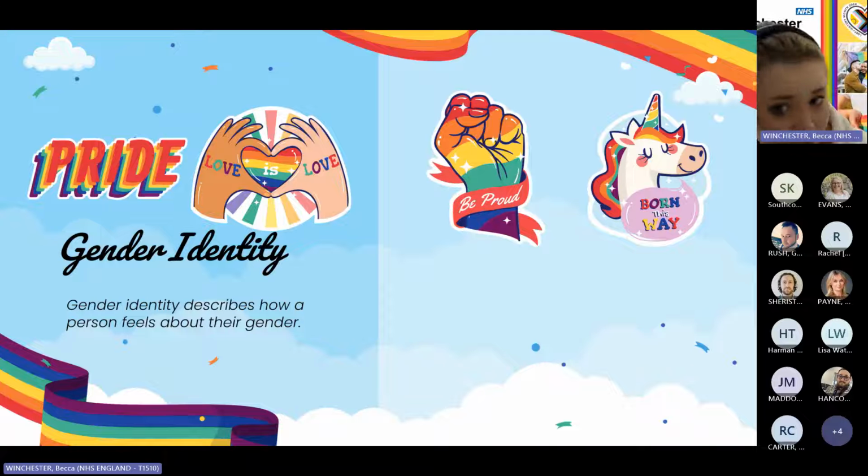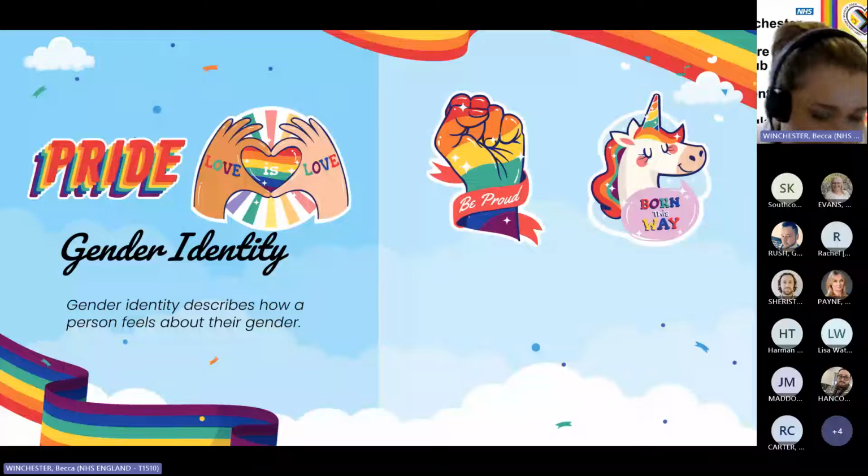So for many people, their gender identity corresponds to the sex they were registered at birth, and for others it doesn't. Some people see gender identity as more of a spectrum rather than a binary, as we've already talked about.